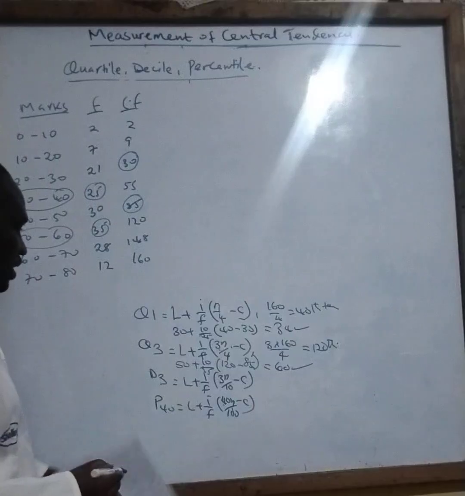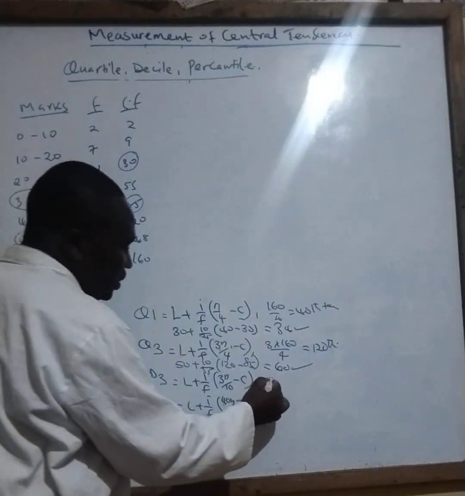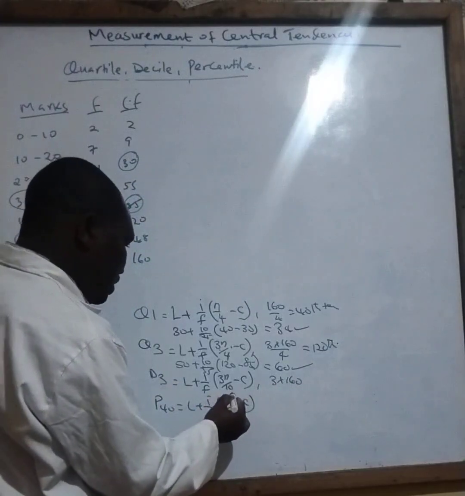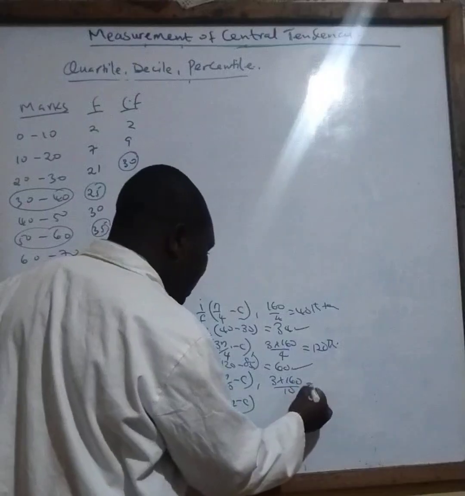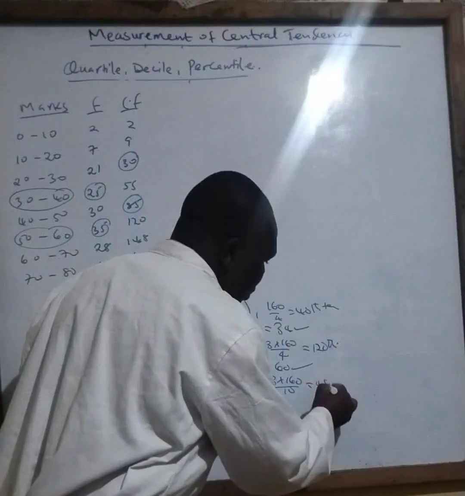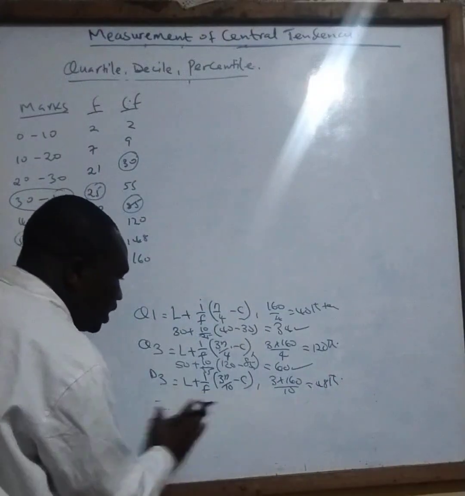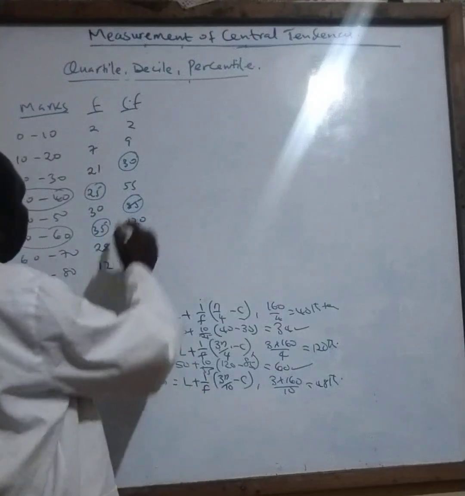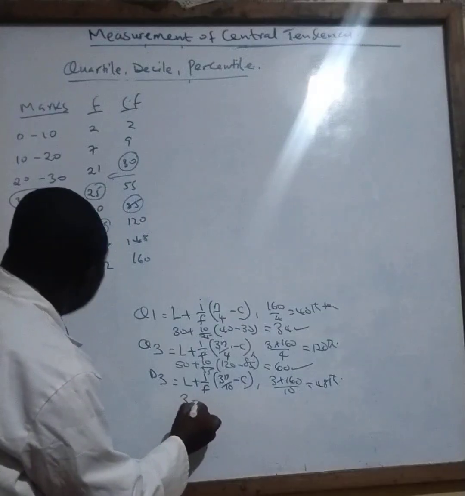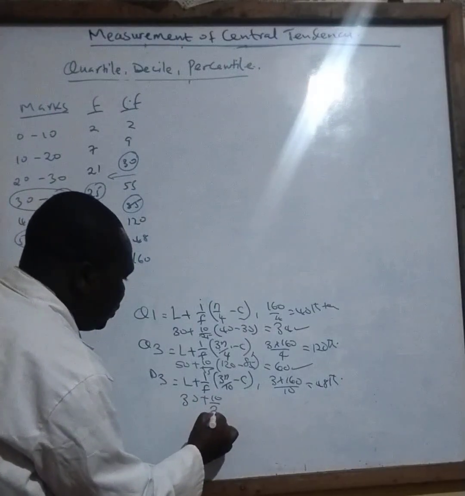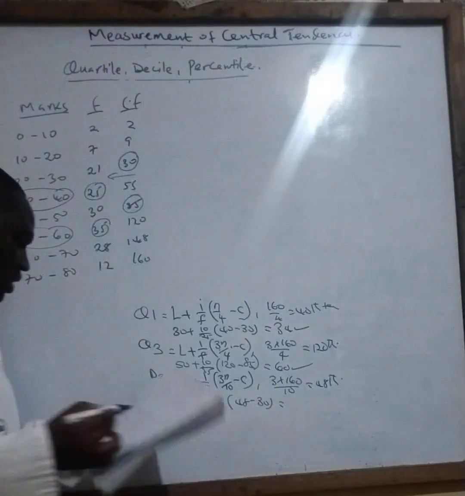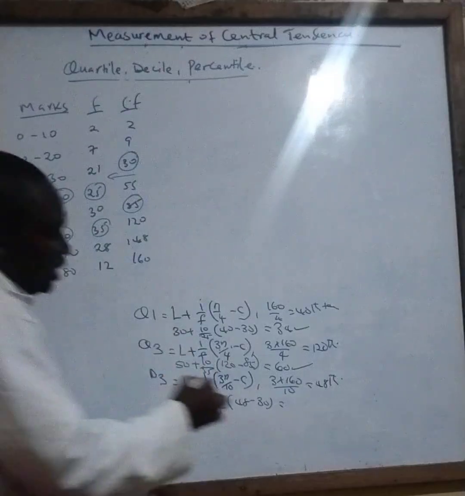Alright, go to these 3. This one here, it tells you 3 times 160 divided by 10. What is the answer, class? If you work that out, class, your answer is the 48th item. So where is your 48th item? The 48th item is in between here. So it means you are using this one. So it gives you 30 plus 10 over frequency 25 into brackets 48 minus 30. If you work this out, class, your answer is 37.2.